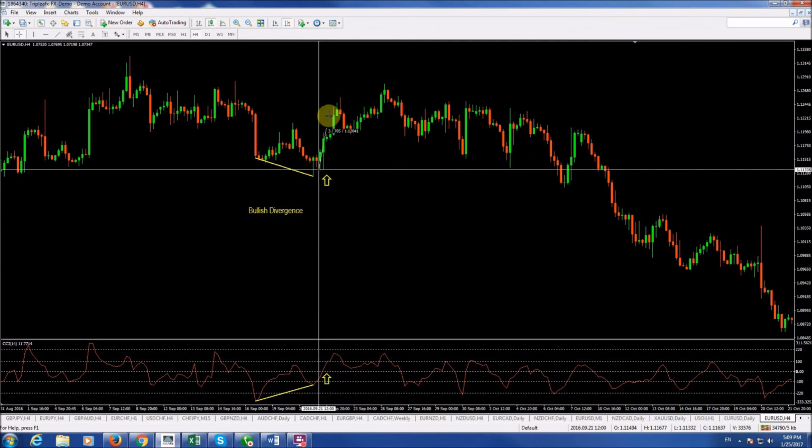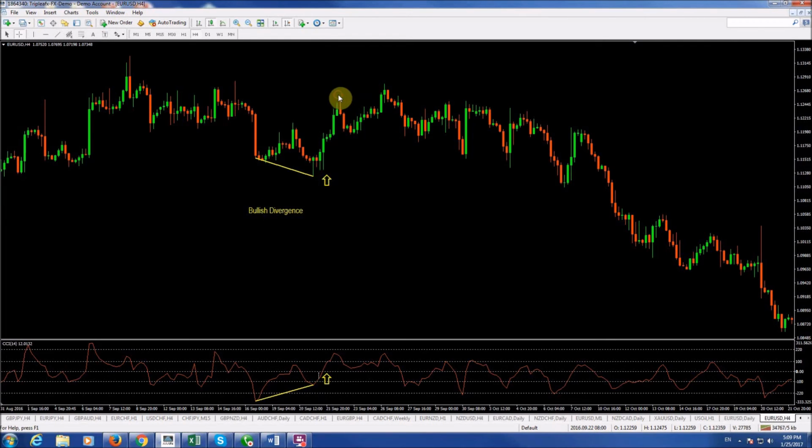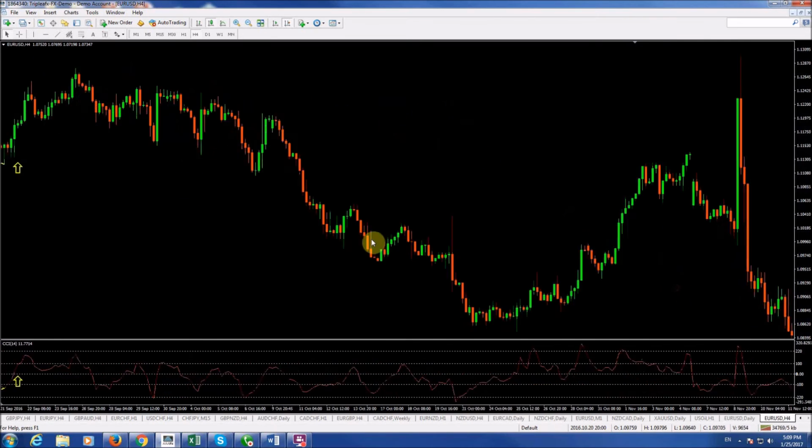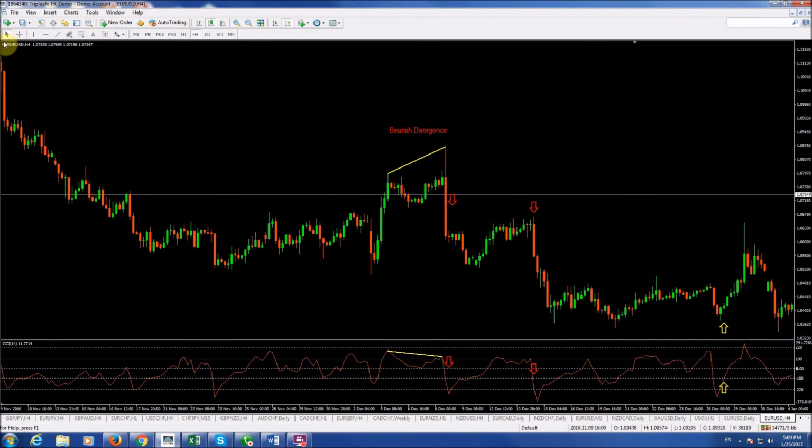You can see the examples, how it's confirmed, and of course the movement of the market, a 120 pip trade, confirmed by the bullish divergence. Now let's look at the opposite, bearish divergence.